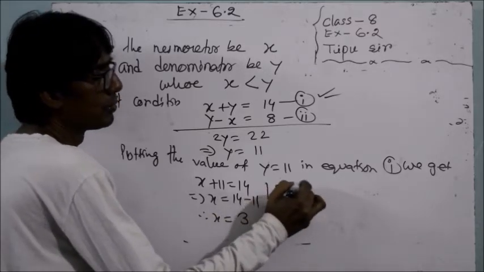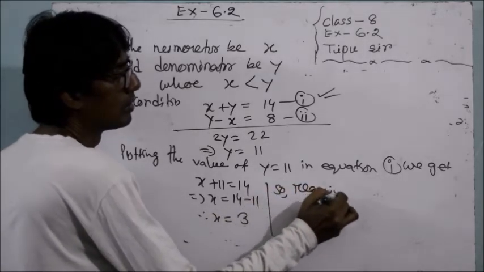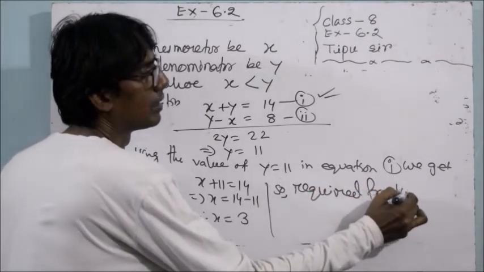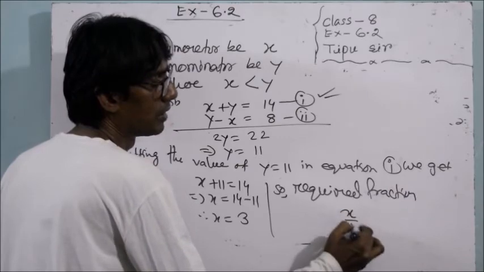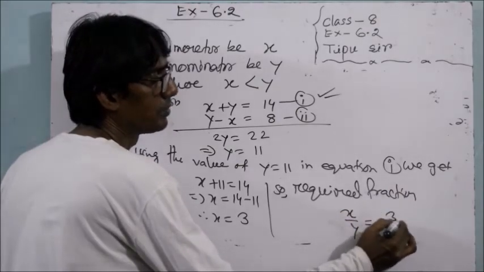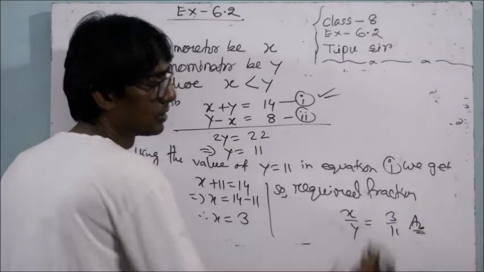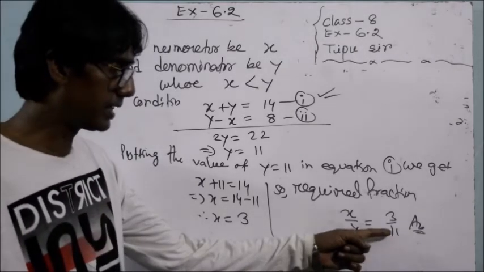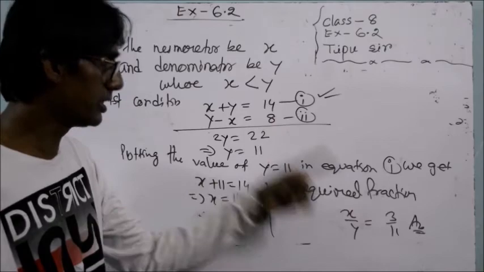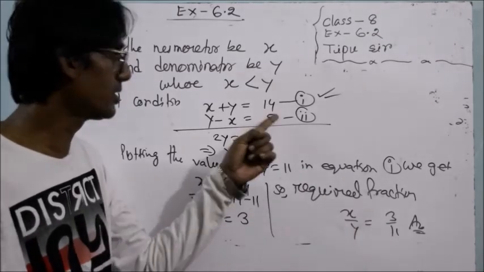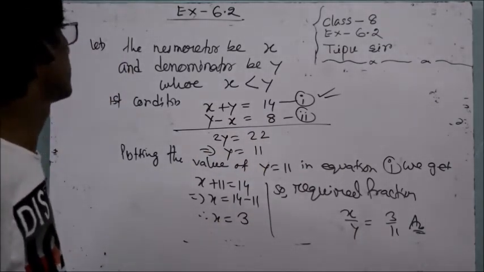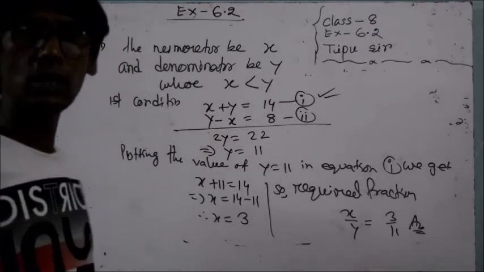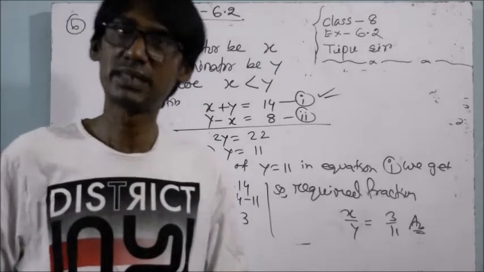So the required fraction x by y equal to 3 by 11. So look at here, it is a proper fraction. If you add 11 plus 3 equal to 14, and if you subtract 11 minus 3 equal to 8. So now the math is solved, math number 6. Now I will solve math number 7.